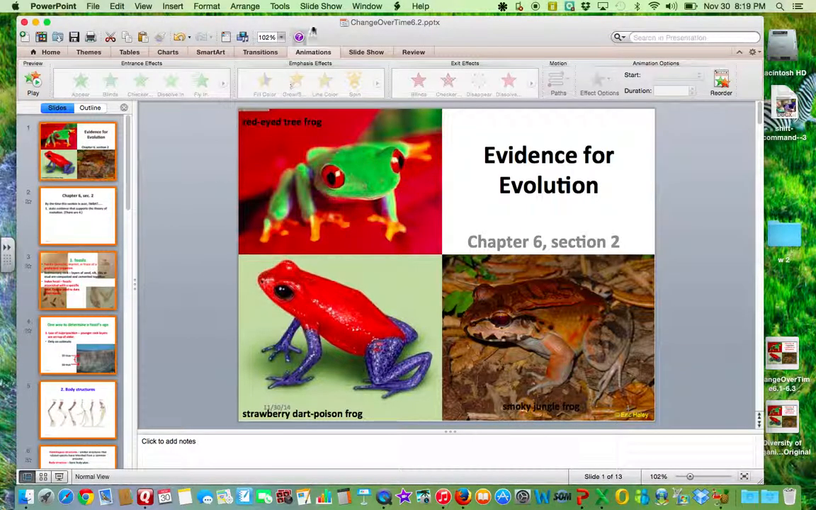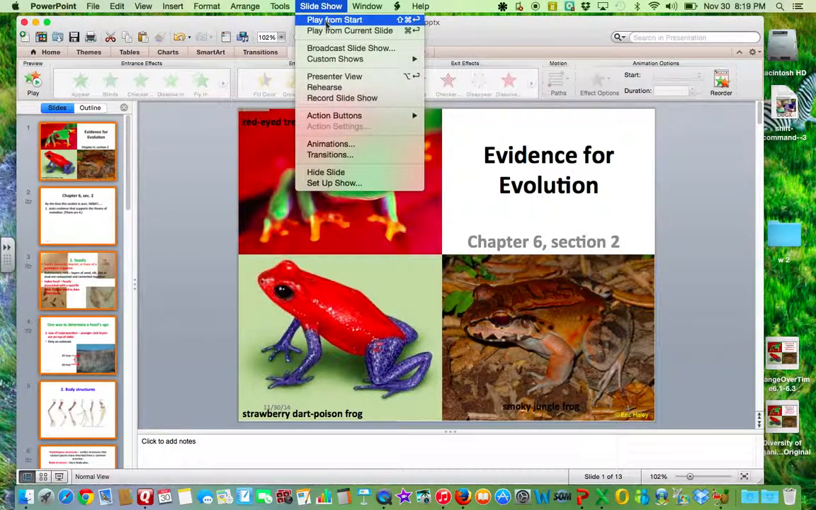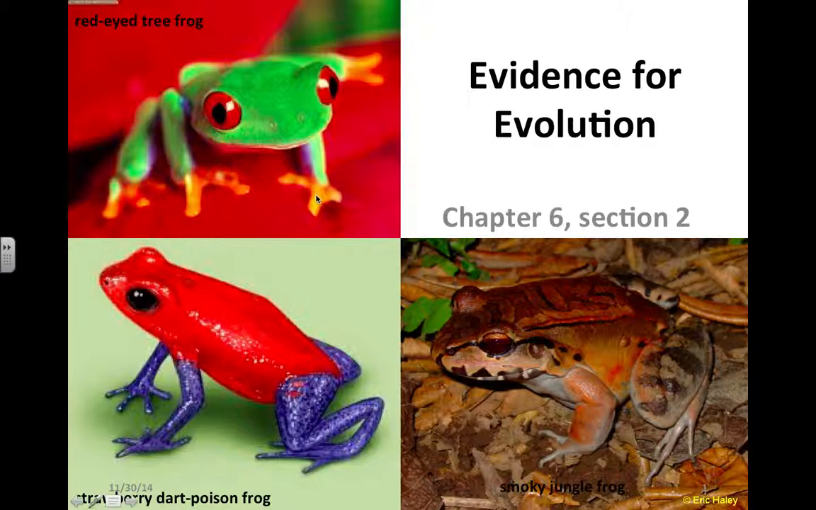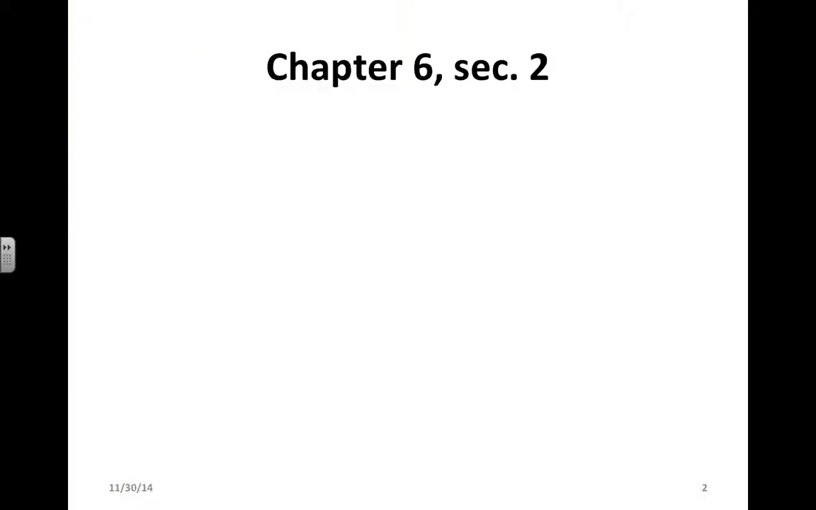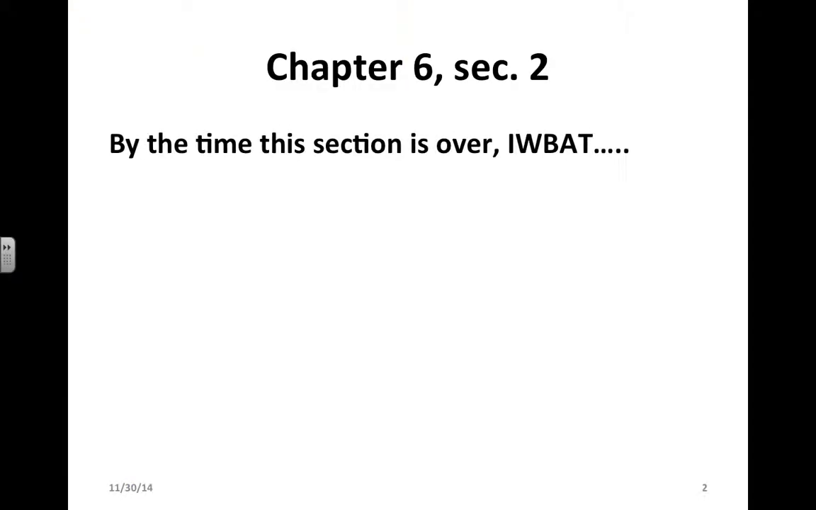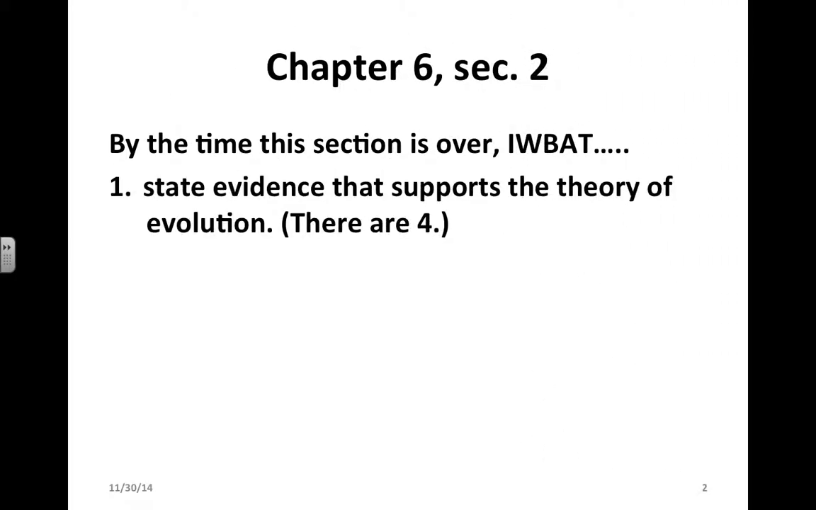Our topic is evidence for evolution, and a lot of the information that you're going to hear also can be found in Chapter 6, Section 2 of our books. So let's begin. Our goal, we only have one: by the time this section is over, I will be able to state evidence that supports the theory of evolution. And we're going to learn about 4 different pieces of evidence that supports the theory of evolution.